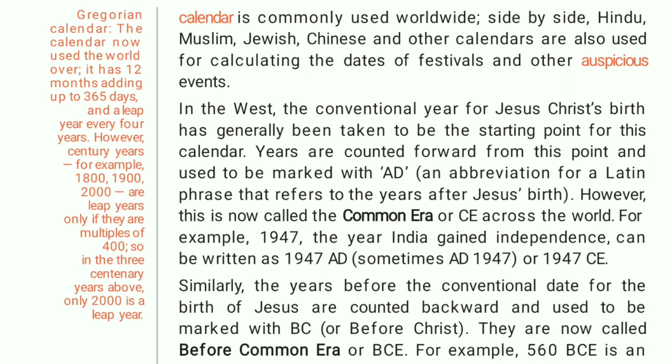The Gregorian calendar, the calendar now used the world over, has 12 months, adding up to 365 days, and a leap year every 4 years. However, century years, for example, 1800, 1900, 2000, are leap years only if they are multiples of 400. So, in the 3 centenary years above, only 2000 is a leap year.